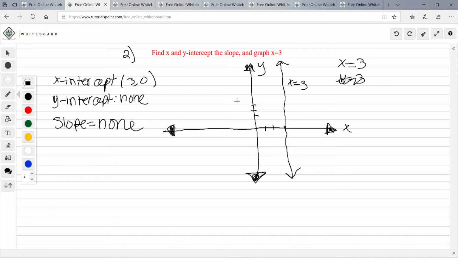Now, if it was horizontal, then we would have a slope. I'll show you when it's horizontal, and I'll show you why. This doesn't have a slope because there's just no rise over run, and it doesn't have the y-intercept because it doesn't touch the y-axis. So that one's done. Let's do another one.